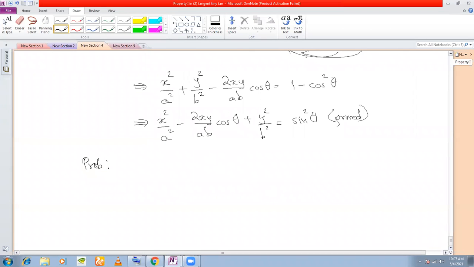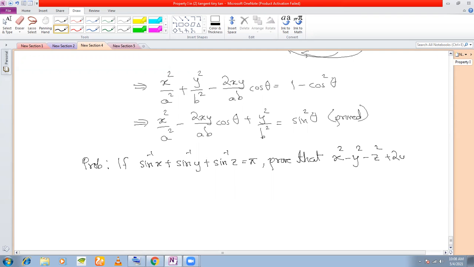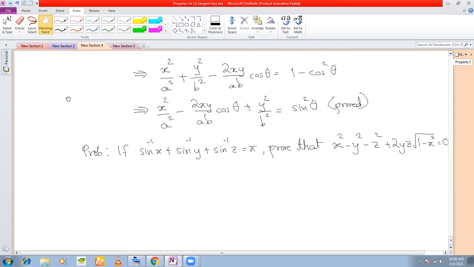Problem here is, if sin inverse x plus sin inverse y plus sin inverse z is equal to pi, prove that x square minus y square minus z square plus 2yz root 1 minus x square is equal to 0. This is what you have to prove here.